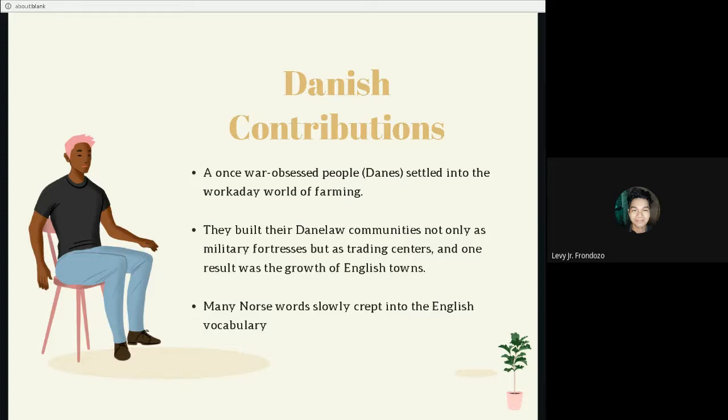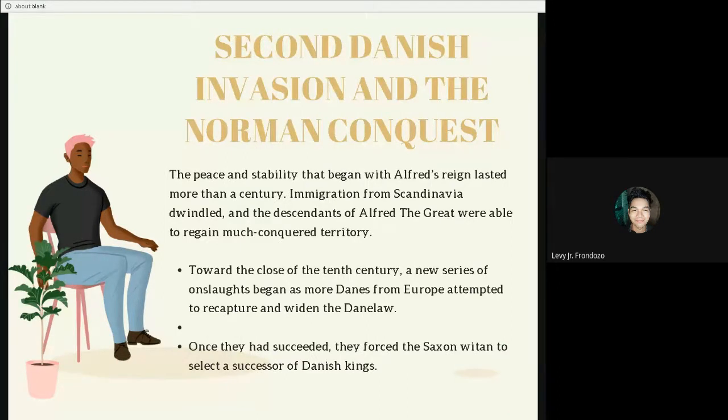So parang isang trivia po ito na the word law came from a Danish language because it reflects the Danes' interest in legal procedures. So as we all know, a law is about putting legal evidences so that it can be used as a defense to promote justice. So we are done with the first Danish invasion. Let's proceed to the second Danish invasion and the Norman conquest. The peace and stability that began with Alfred's reign lasted more than a century.